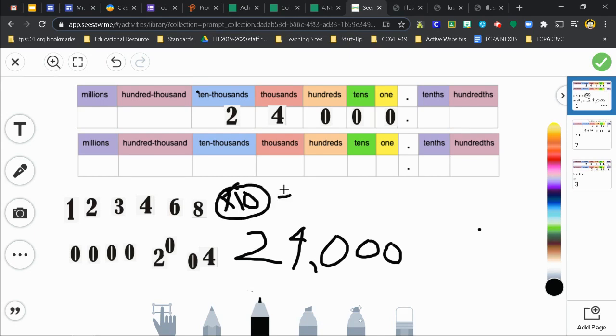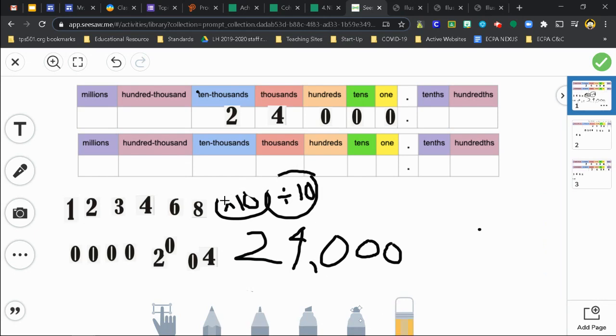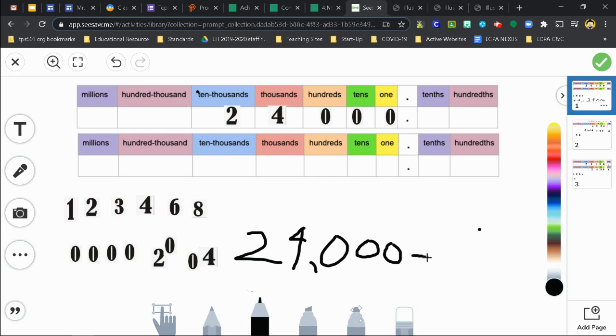Or we can divide by 10 to get them smaller. And so since we're trying to get the number to be smaller, we're going to divide by 10. So now we kind of got to figure out our numbers here.